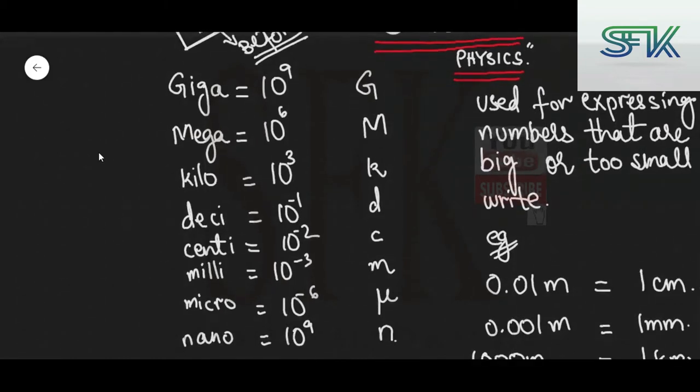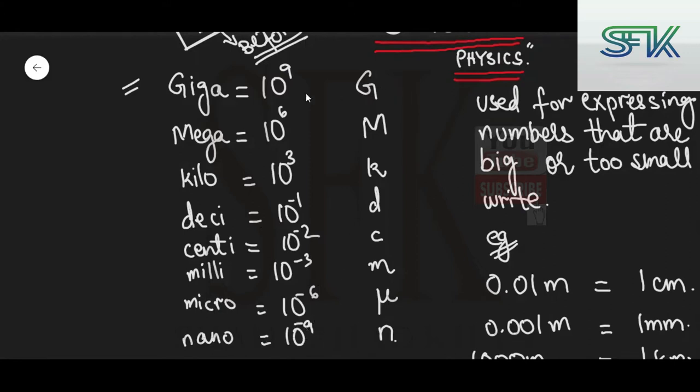We'll start out from the very first one. It's giga. Giga means 10 raised to the power of 9. Every prefix has a meaning. Mega, 10 raised to the power 6. Kilo is 10 raised to the power 3. Deci is 10 raised to the power minus 1. Centi is 10 raised to the power of minus 2. Milli is 10 raised to the power of minus 3. Micro is minus 6. And nano is minus 9.